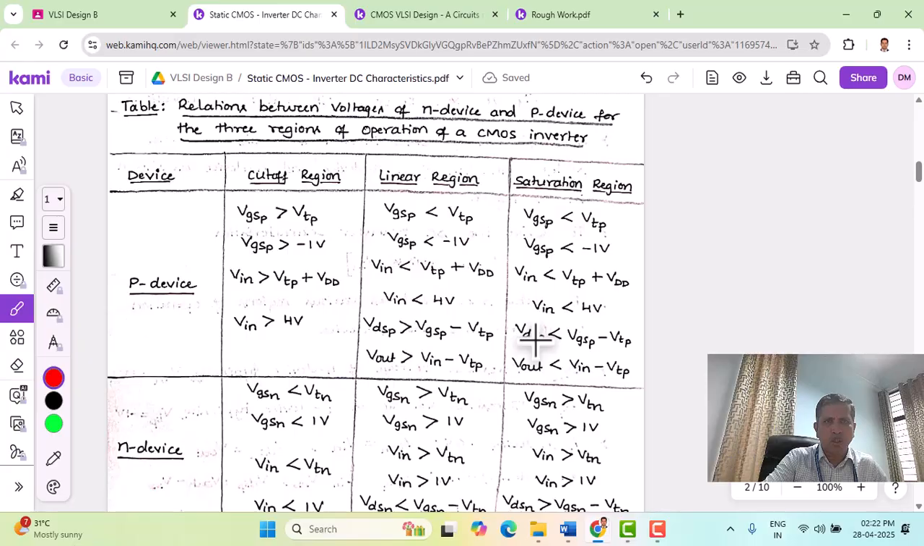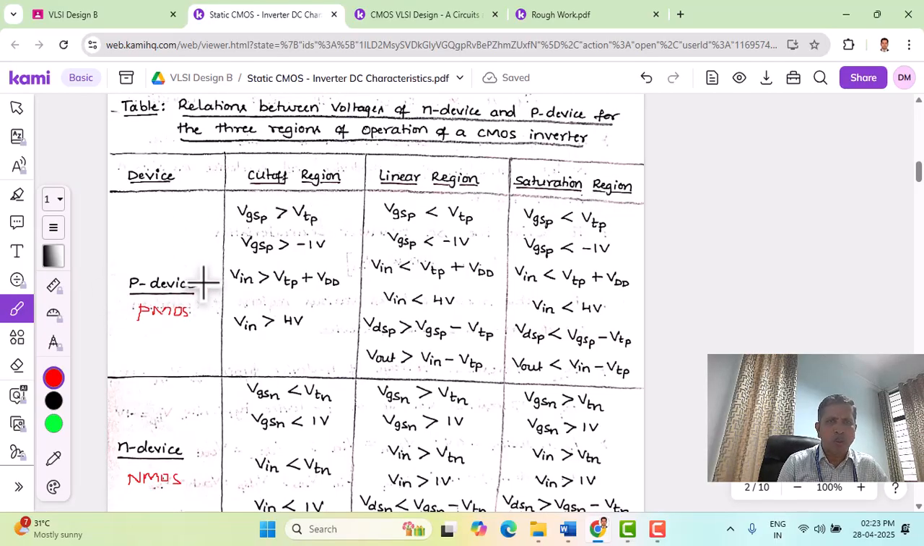Now let us show the table here. This table presented below relates the voltages of the N device and the P channel device for all the three regions of operation of a CMOS inverter, namely the cutoff region, linear region, and saturation region. In the first column, we have shown the type of device, namely the P device or N device, P channel or N channel device. We can also call these the PMOS device or NMOS device. Now let us see what the conditions are to operate this P device in the cutoff region, linear region, and saturation region. Let us discuss one by one here.